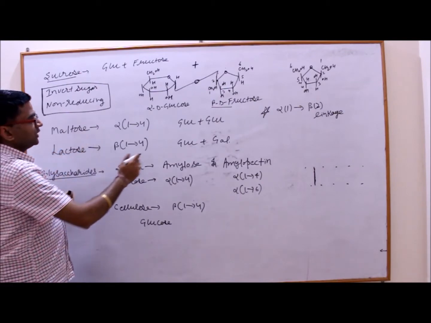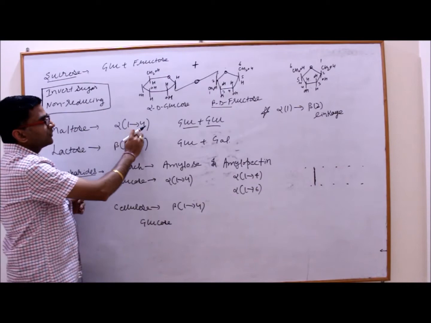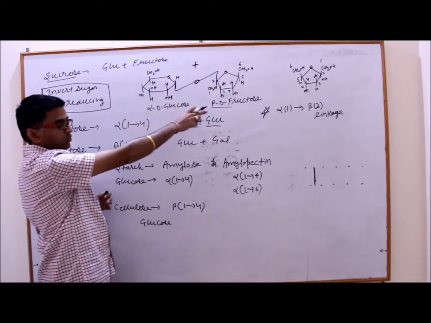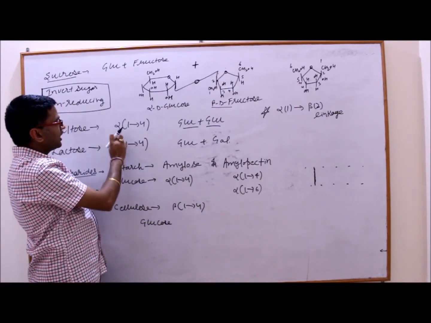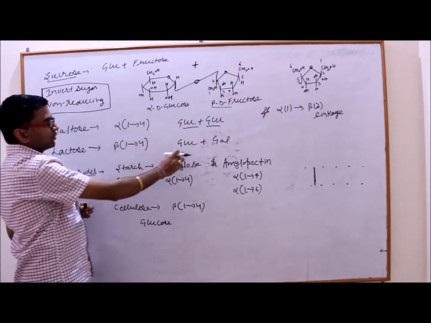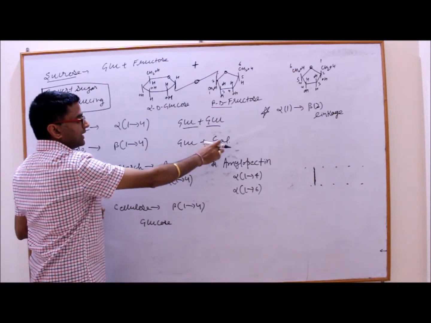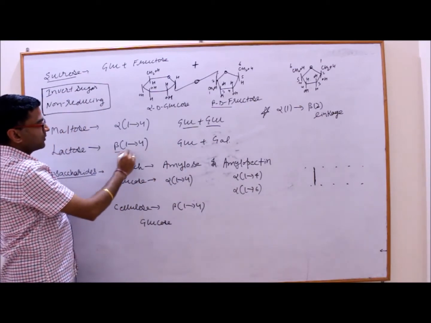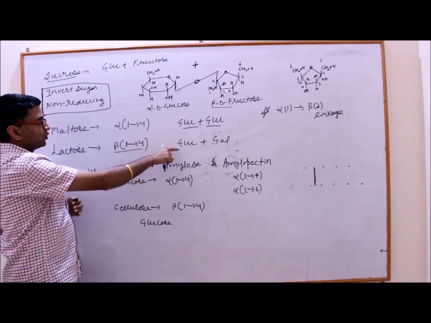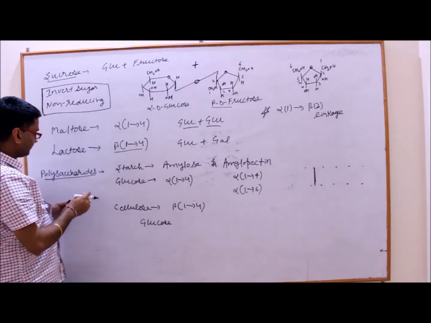Now maltose has glucose, both units are the same, and the linkage is alpha 1 to 4, meaning carbon 1 of one glucose and carbon 4 of another glucose, and both glucose will be in the alpha form. So alpha 1 to 4 linkage. Lactose has glucose and galactose. In this case both are in beta form and the linkage is beta 1 to 4. Carbon 1 of glucose and carbon 4 of galactose are involved in the linkage.